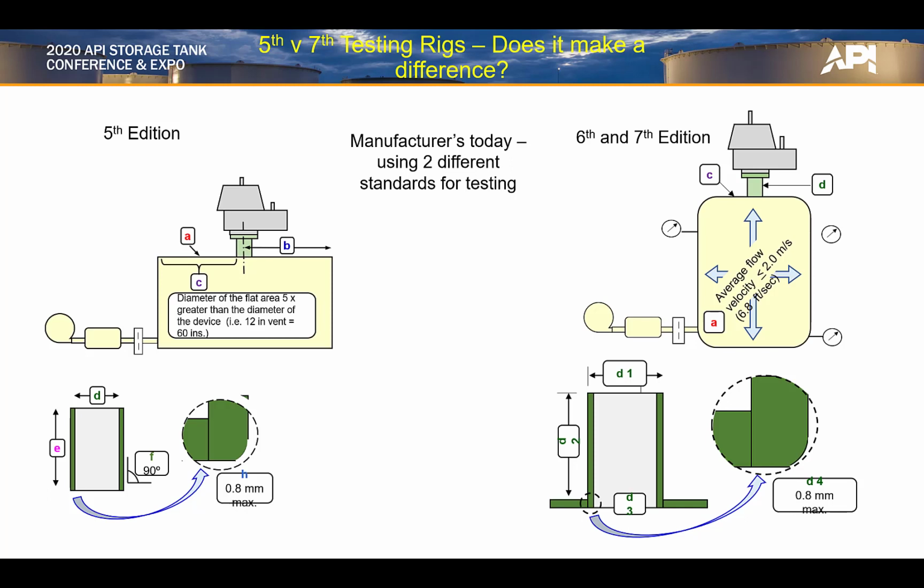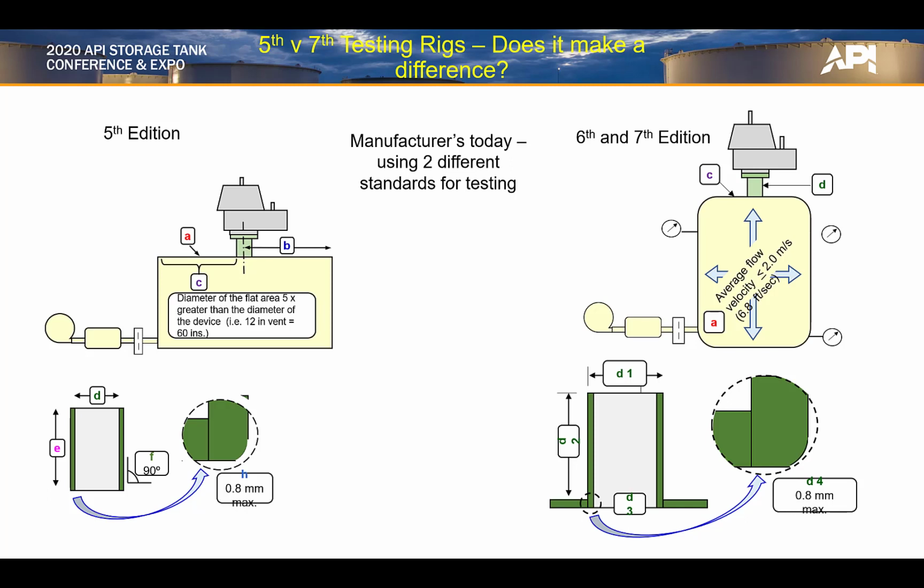That required a test setup for manufacturer certification, as shown on the left. See that the PV valve is mounted on the top of tanks, which have different configurations. From the 6th edition onward, the test setup on the right was specified. We don't have time to get into the details of the differences. For that, you can go directly to API 2000, but we will refer to the old version as the 5th edition rig and the new version as the 7th edition rig.